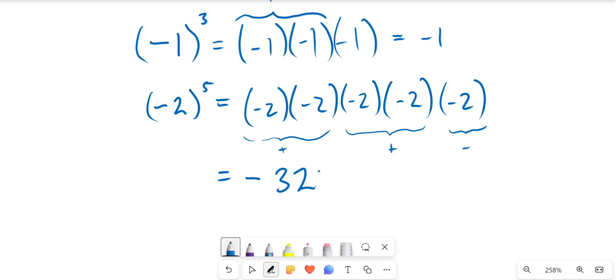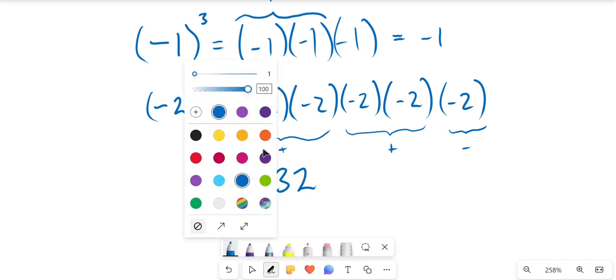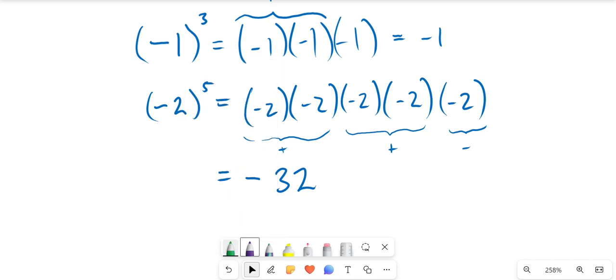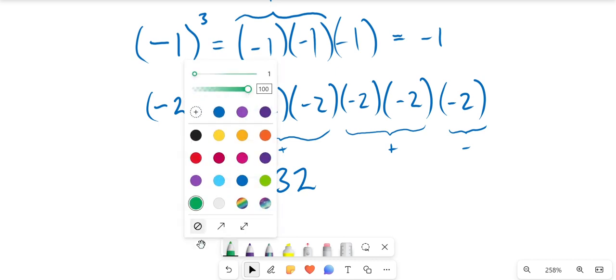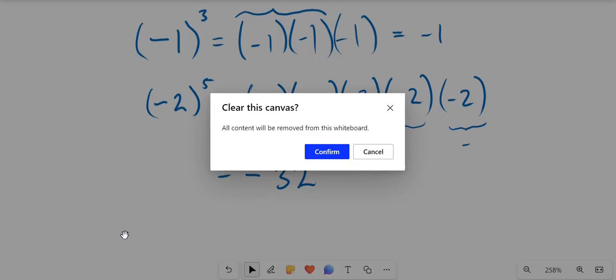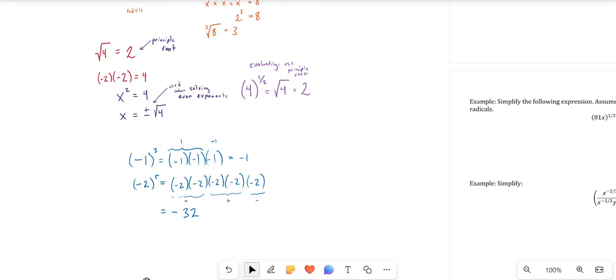And that relates directly to talking about what we should get when we evaluate negatives under radicals. So, zoom back in here.